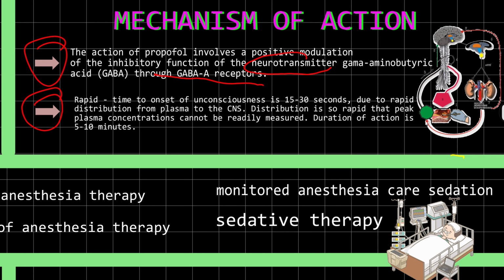But we're still in the mechanism of action. Now, it is quite rapid. Time to onset of unconsciousness is about, listen to this, 15 to 30 seconds due to rapid distribution from plasma to the CNS. Distribution is so rapid that peak plasma concentrations cannot be readily measured. Duration of action is 5 to 10 minutes. So as you can see, it is really fast. If you want to knock the patient off, this is the right medication for you.